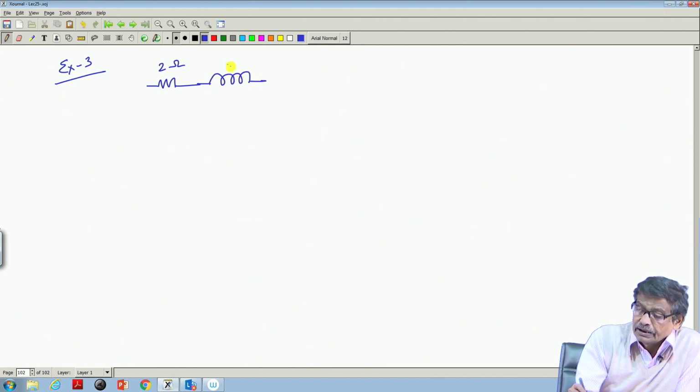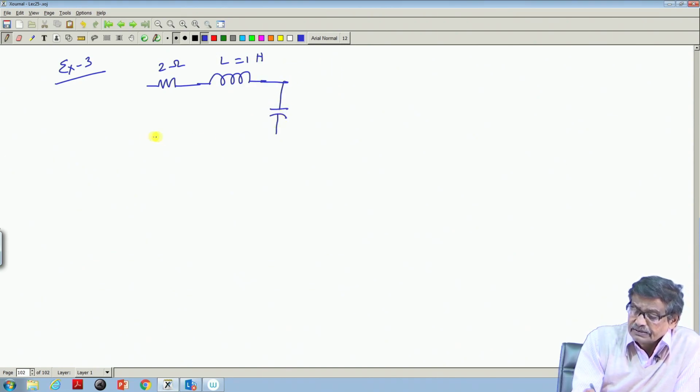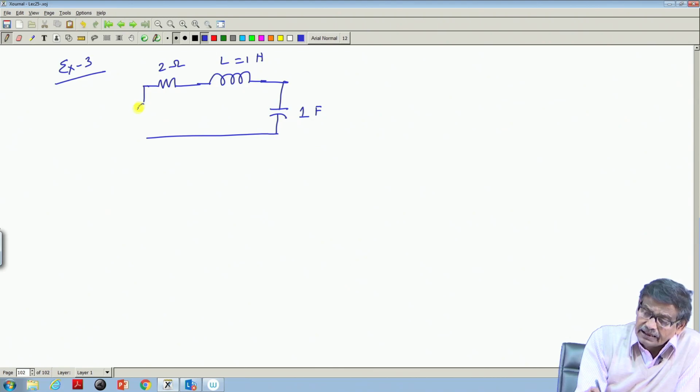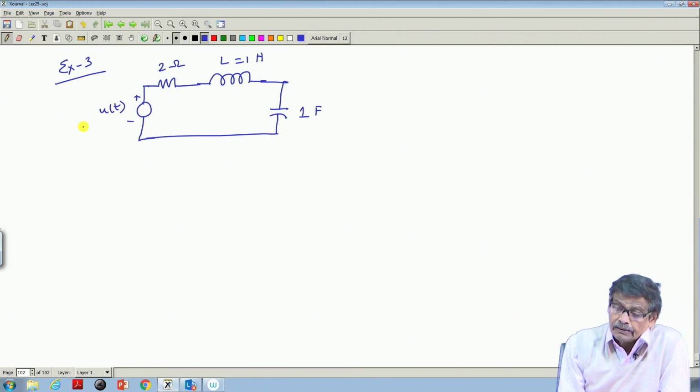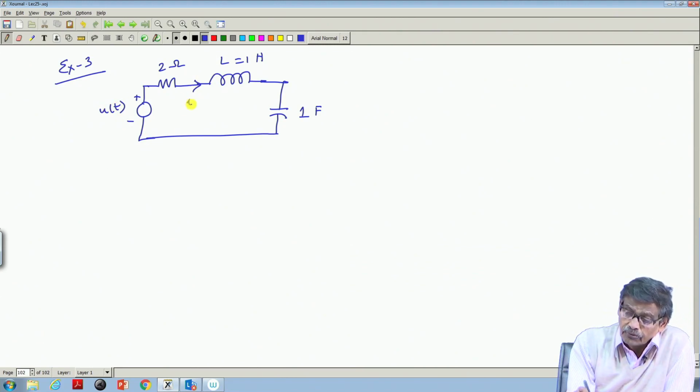Inductance is 1 Henry, L equal to 1 Henry, but this time the capacitance value is 1 farad. So, this is the circuit, and I will energize it with a unit step function u(t), and we would like to know the time domain description of the current in the circuit as well as the voltage across the capacitor.